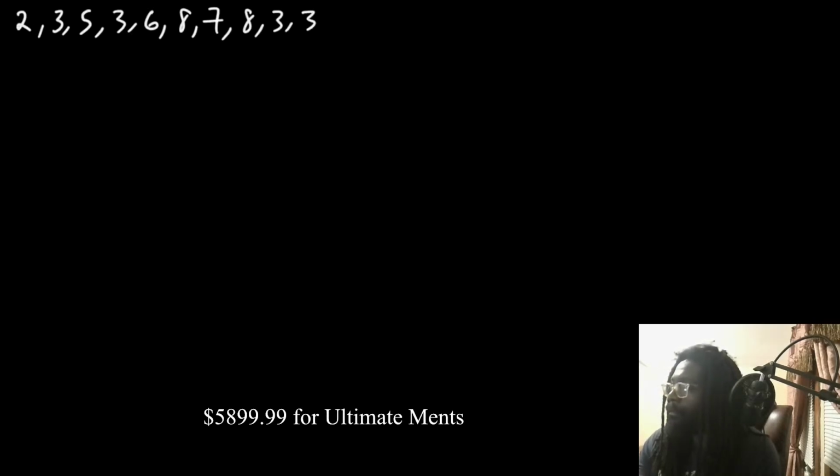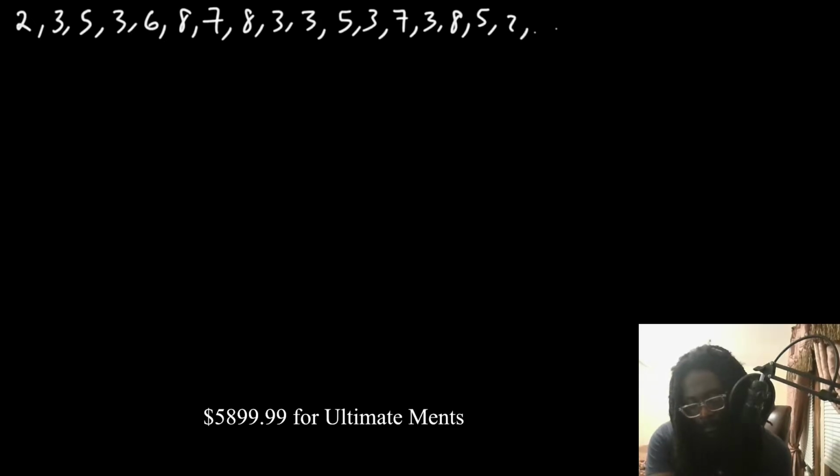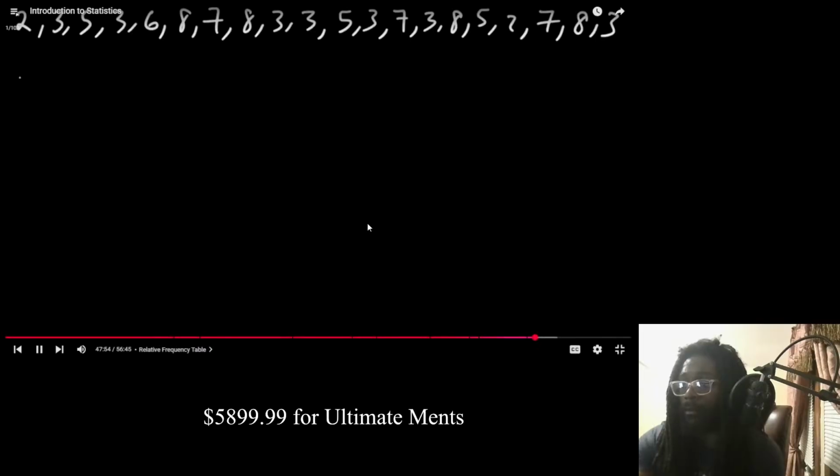Now, there's something else that we need to go over, and that is making a table with the frequency, the relative frequency, and also the cumulative relative frequency. So let's say we have the numbers 2, 3, 5, 3, 6, 8, 7, 8, 3, 3, 5, 3, 7, 3, 8, 5, 2, 7, 8, 3. We're going to have 4 columns.